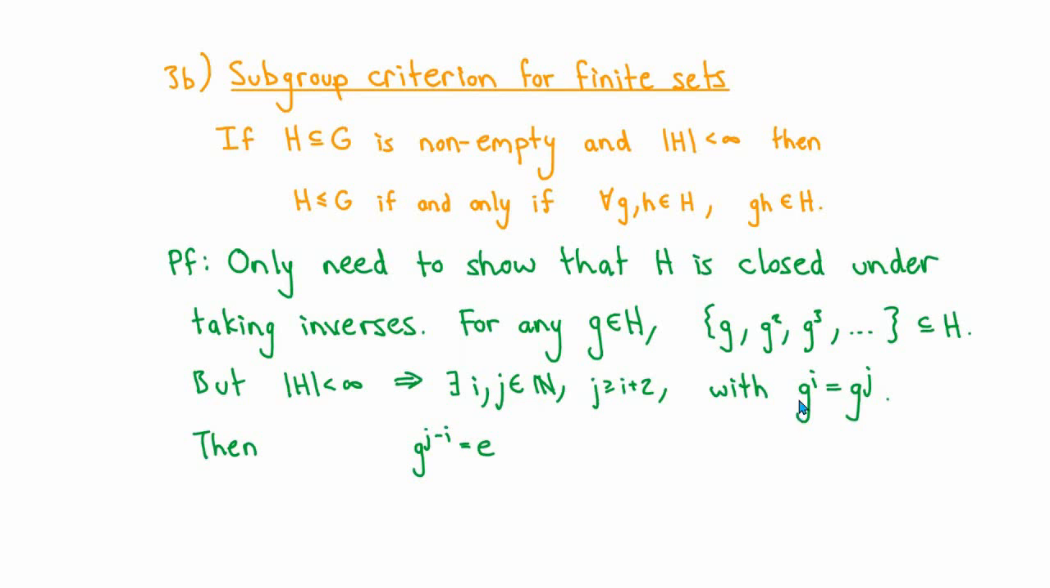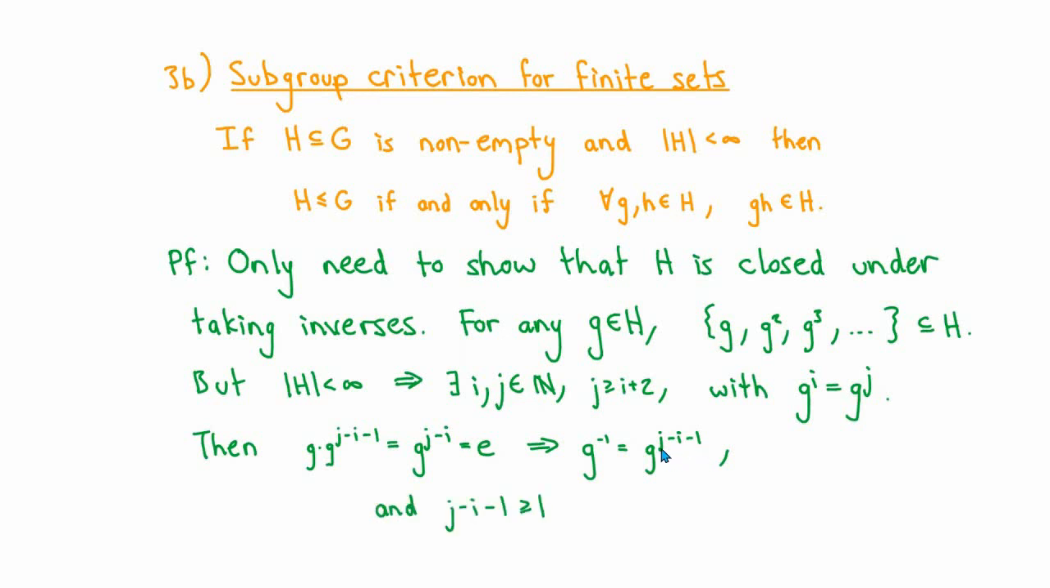Well then, if I multiply both sides of this equation by g to the minus i, I find that g to the j minus i is the identity element. But g to the j minus i is g to the 1 times g to the j minus i minus 1, and that tells me that the inverse of g is g to the j minus i minus 1.